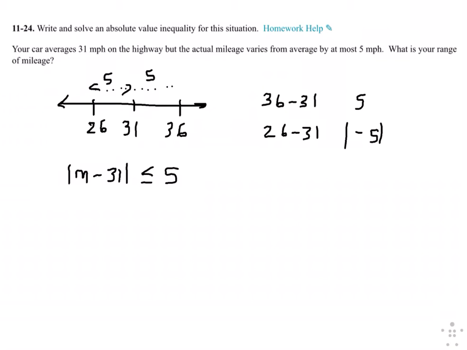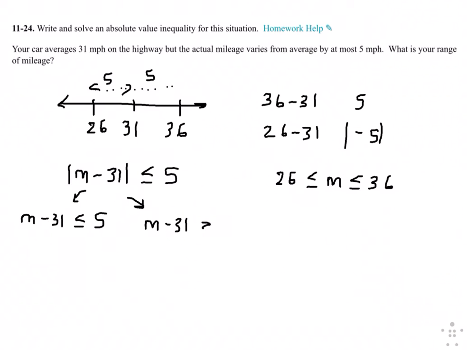Now it says to solve it, write an absolute value inequality. So we already know the solution, right? The solution is between 26 and 36. We know that's the solution, but let's go ahead and solve it. So we split it into 2. We get m minus 31 is less than or equal to 5. And the other one is m minus 31 is greater than or equal to the opposite, negative 5. So we get m is less than or equal to, add 5, 36. And m is greater than or equal to 26.